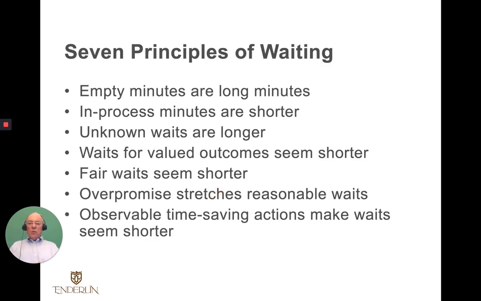The 7 principles of waiting. Empty minutes are long minutes, so we've got to keep them busy, right? In-process minutes are shorter, so if we show people how much time and we get them going through a queue to a certain level, that helps. Unknown waits are considerably longer. Waits for valued customers seem shorter because they want to get in and they're willing to wait for it. Fair waits seem shorter. Overpromising stretches reasonable waits. So if we say the table's going to be ready in 30 minutes and it's not ready for an hour, you're going to have some unhappy customers or potential customers by that time.